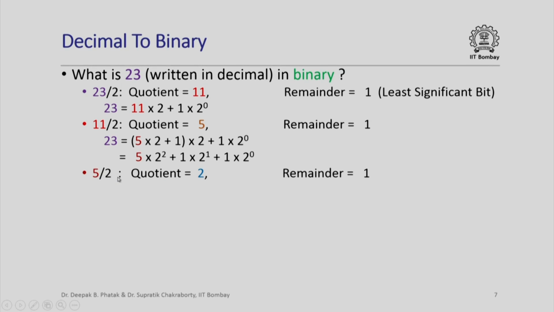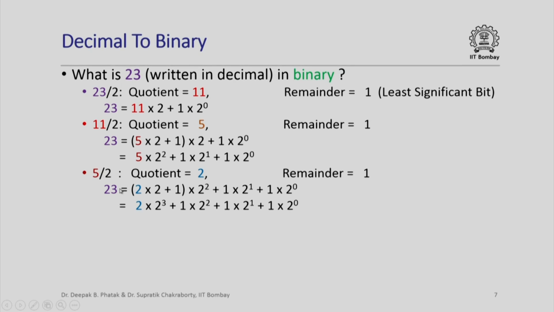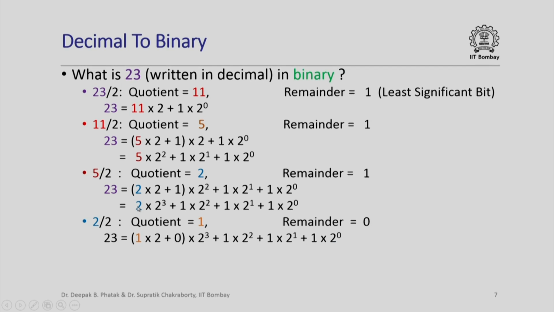I could take 5 divided by 2, get a quotient of 2, remainder of 1, then express 5 as 2 times 2 plus 1, just as I have done here, and that way I get this representation of 23, which gives me the next remainder. And finally I take the quotient here, which is 2, divide by 2 again, get a quotient of 1, remainder of 0, and now if I express 2 as 1 times 2 plus 0, this is the expansion of 23 I get, which finally gives rise to this expansion of 23.